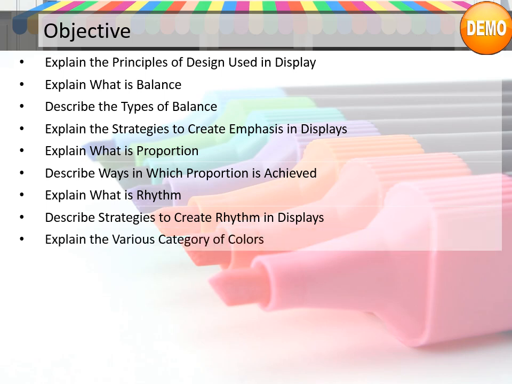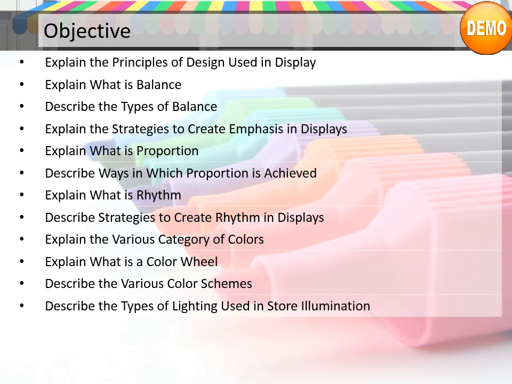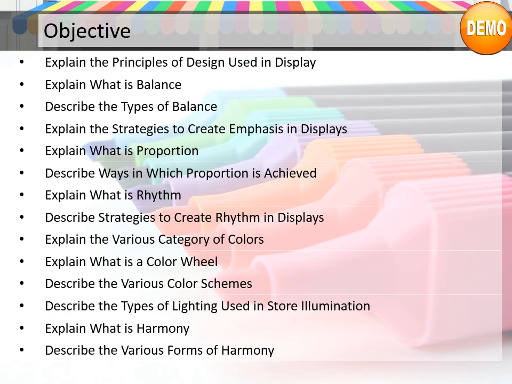Explain the various category of colors. Explain what is a color wheel. Describe the various color schemes. Describe the types of lighting used in store illumination. Explain what is harmony. Describe the various forms of harmony. Describe the common window display errors.